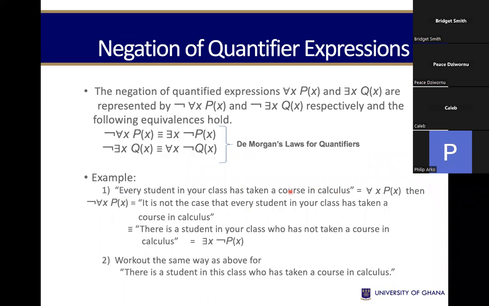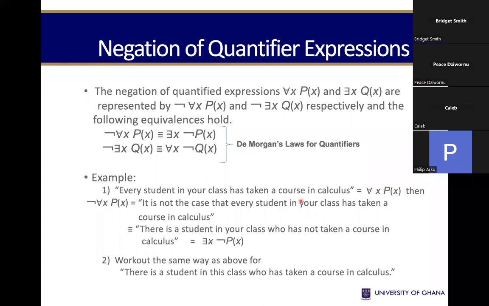Now, so we can write it in this way. For all x, p of x, meaning that every student in your class has taken a course in calculus. That makes sense. Meaning that this particular class, let's assume that everyone here has taken a course in calculus before. So for all x, p of x.